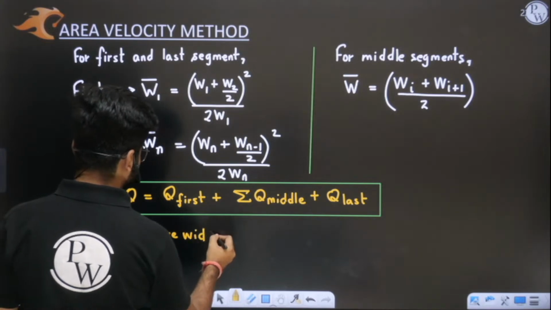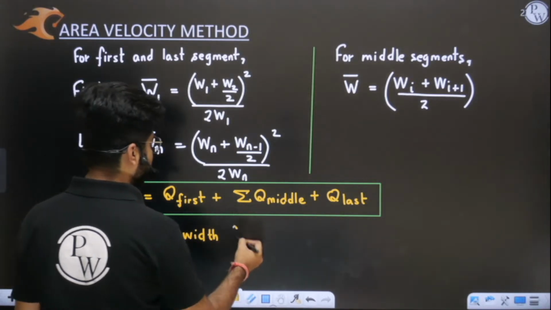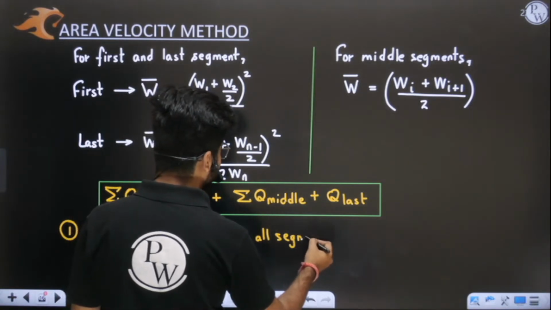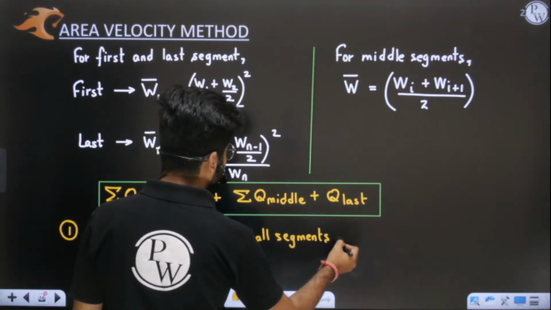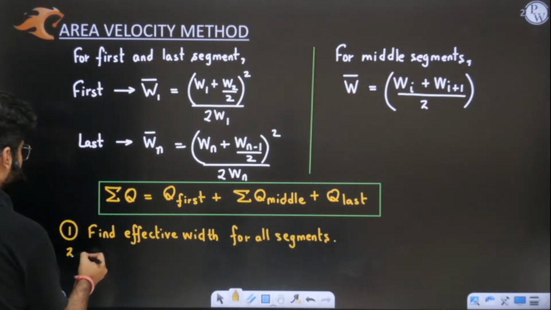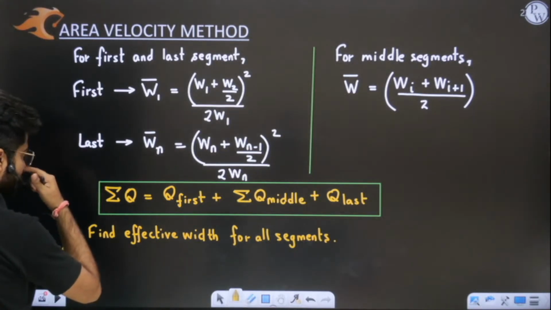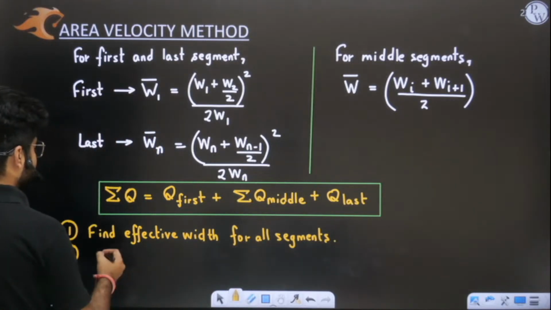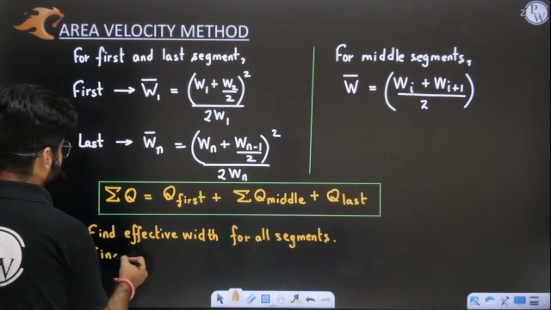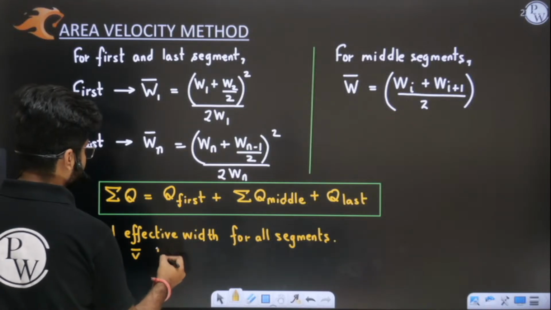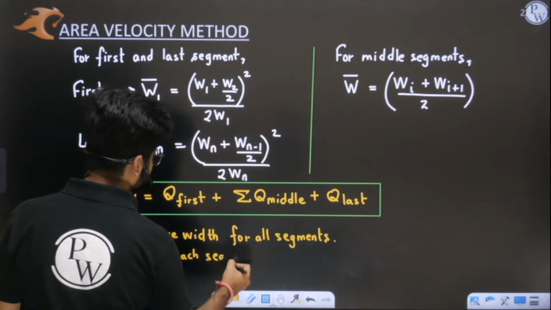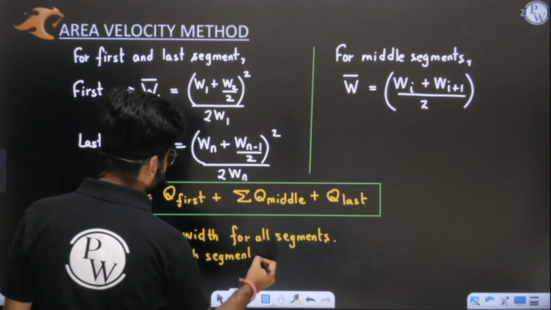First step is to find the effective width for all segments. Second step is to find the average velocity for each segment, if I am using two points or something, and at last multiply them. In the third step, I have to multiply all these.